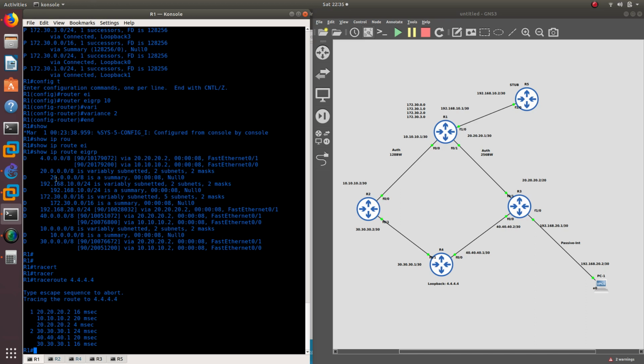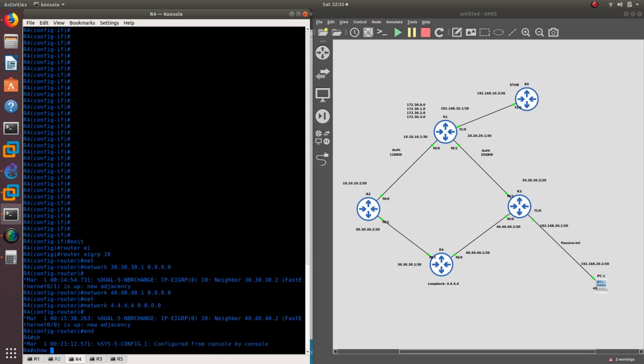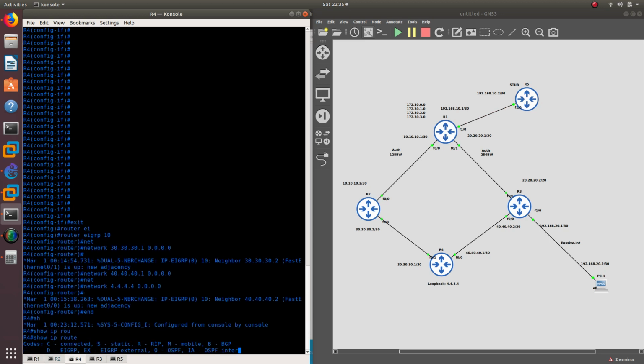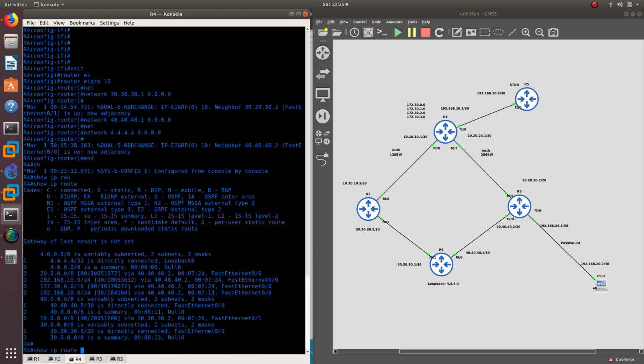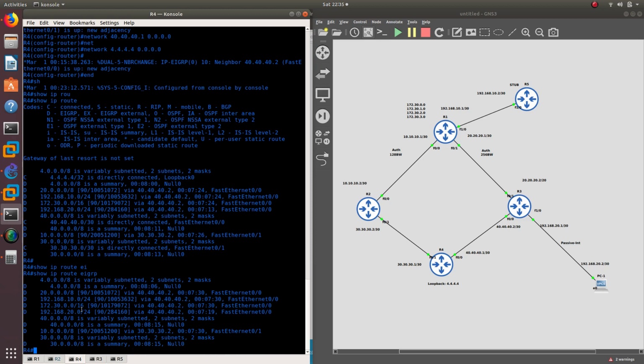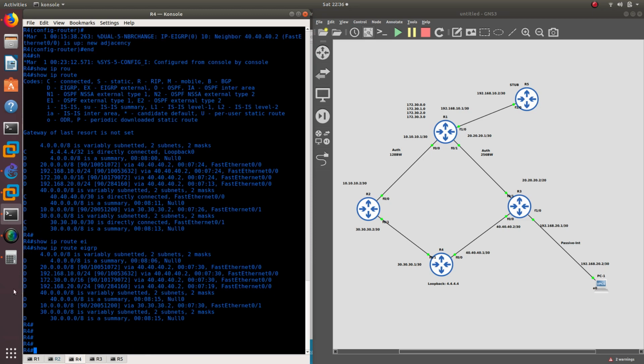And also, let's see. Okay, this is router 1. Let's go ahead to router 4. Let's do some show IP route. Okay, when we do show IP route, let's do a show IP route only showing EIGRP. Okay, so the 172.30.16 is working good the way it is sending it.